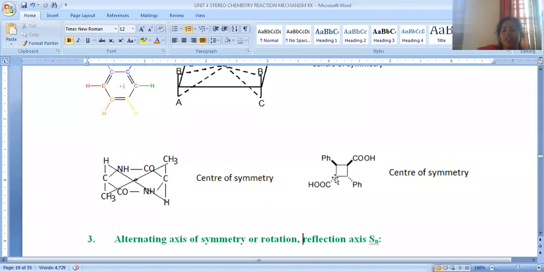Very simple. From the center, if we are meeting two similar functional groups in opposite directions, it is called center of symmetry, denoted with i, which is also called the inversion center.